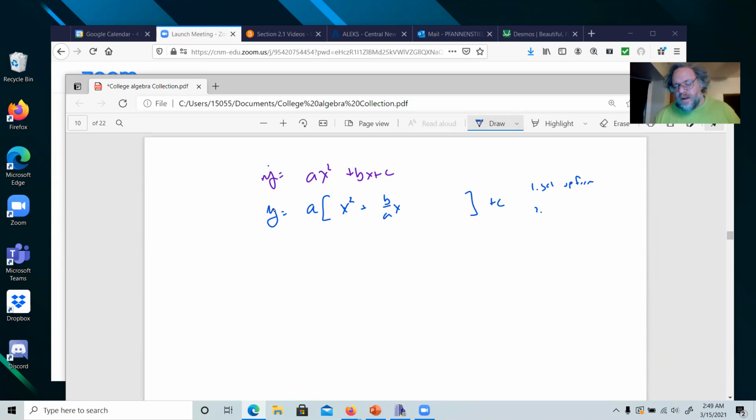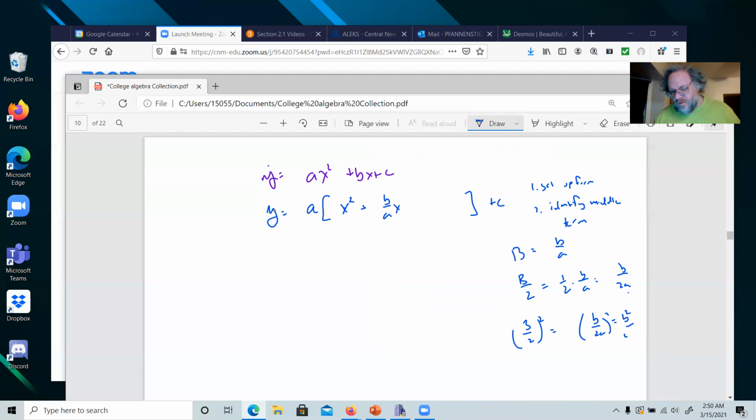The second thing was we were going to identify that middle term and come up with that magic number we're going to add and subtract. So this is identify the middle term. I'm going to say b is equal to, what's my middle term? b over a. Then we took b over 2, 1/2 times b over a. So we get b over 2a. Remember, this is what we've used to factor. And then we square, and that's going to be b over 2a squared, which is b squared over 4a squared.